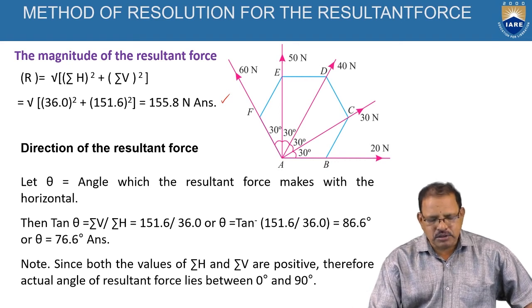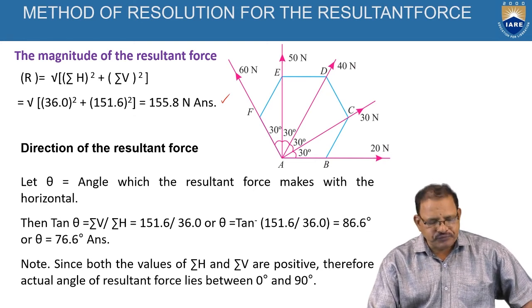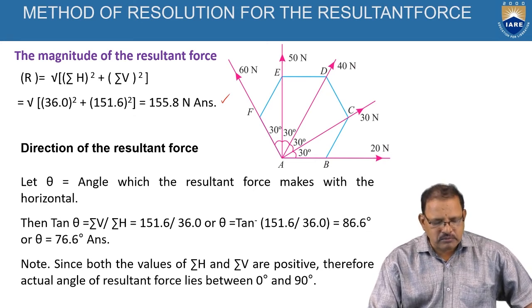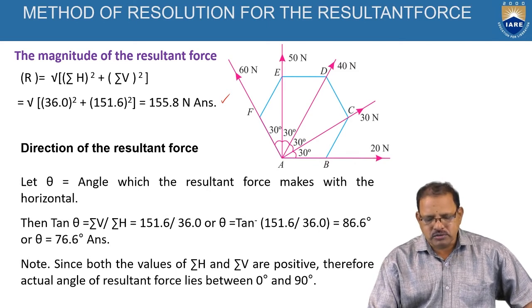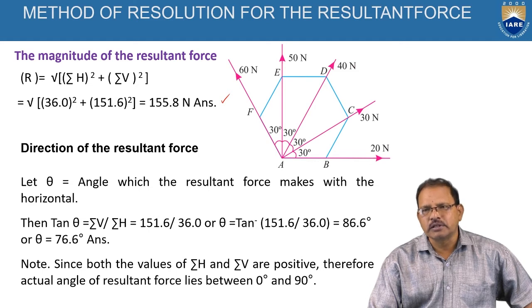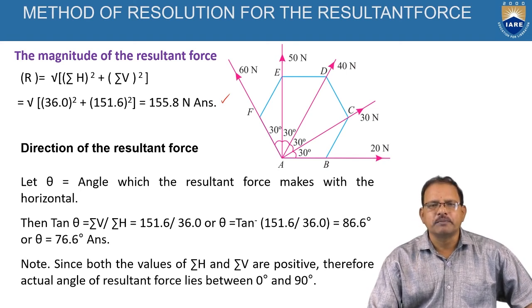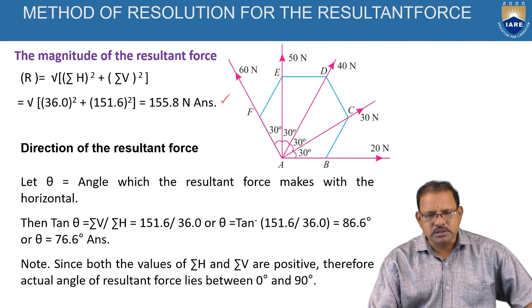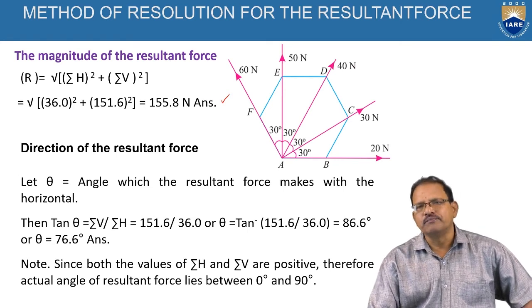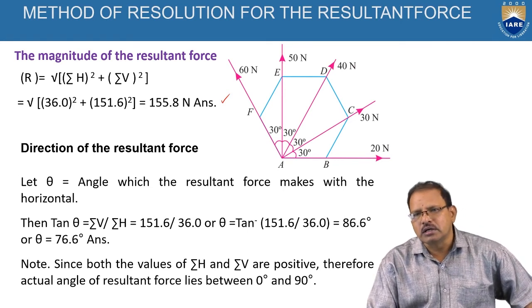Similarly, the direction of the resultant force with respect to the positive x-axis is given by, assume theta, tan theta is equal to sigma v divided by sigma h, which is equal to 151.6 divided by 36.0, or theta is equal to tan inverse of 151.6 divided by 36.0, which is equal to 86.6 degrees. Since both the horizontal and vertical components are positive, the resultant force lies in the first quadrant, that means from 0 to 90 degrees. Hence theta is equal to 76.6 degrees. This is our required answer.